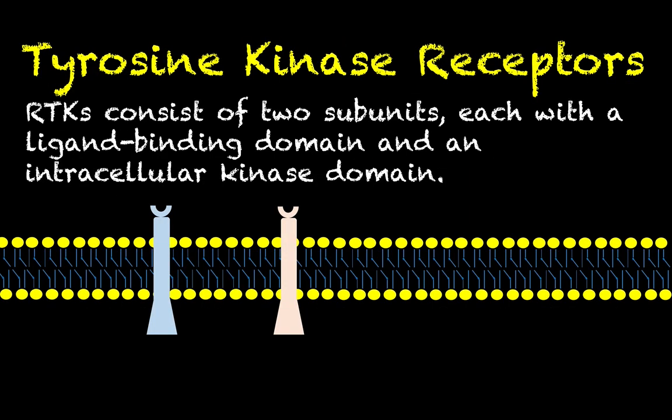Okay, so what we're going to do in this video is just cover the bare bones basics of how a tyrosine kinase receptor pathway works. So tyrosine kinase receptors generally consist of two different subunits, each with a ligand binding domain and then an intracellular kinase domain. So let's go ahead and label these.